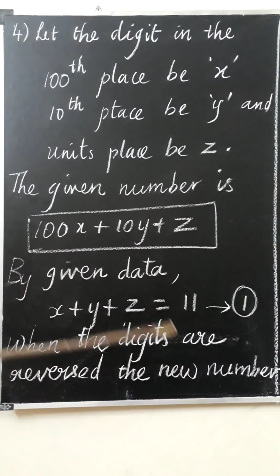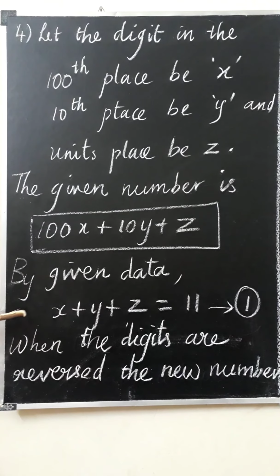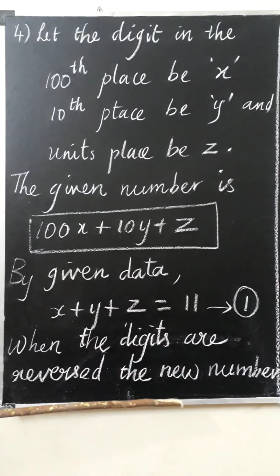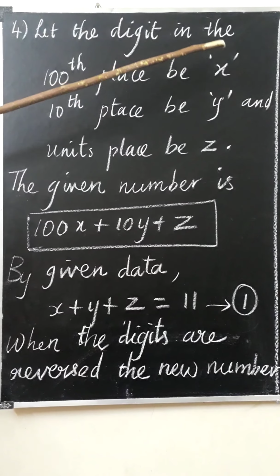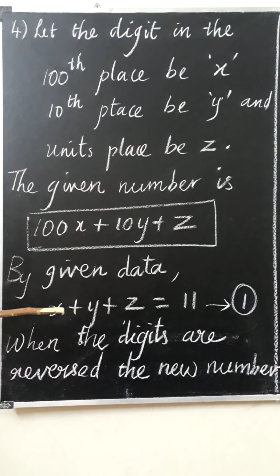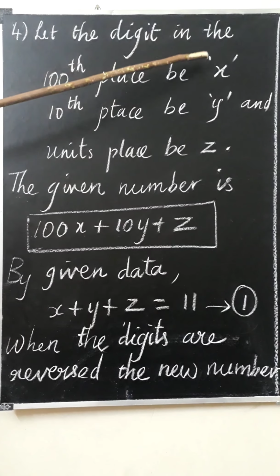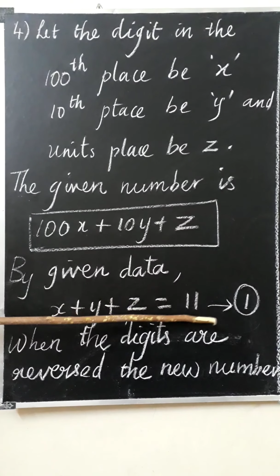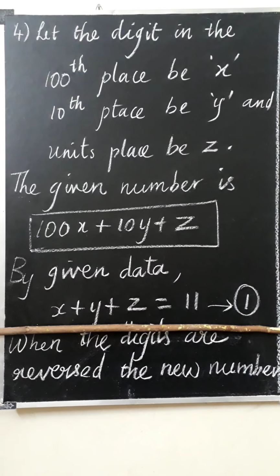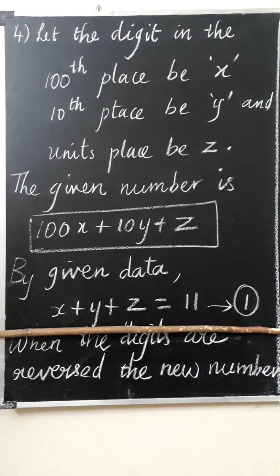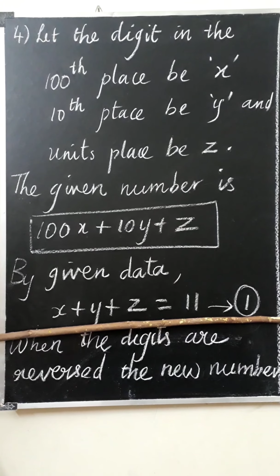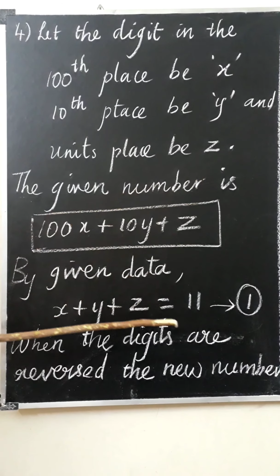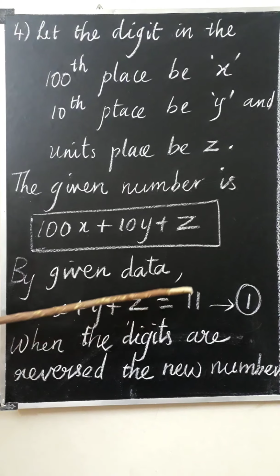Now come to the given data. The sum of the digits in the 3-digit number is 11. Sum of the digits, only the digits. But the digits are x, y and z. They are summed, so we have to add them up. Sum of the digits x plus y plus z is equal to 11. That is the first equation. Once again, what is the first equation? Sum of the digits in a 3-digit number, the digits we assumed as x, y and z. Their sum x plus y plus z is equal to 11.